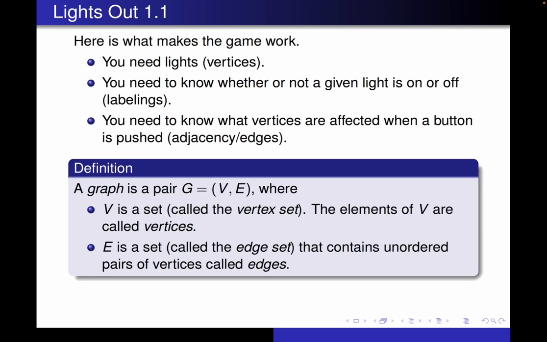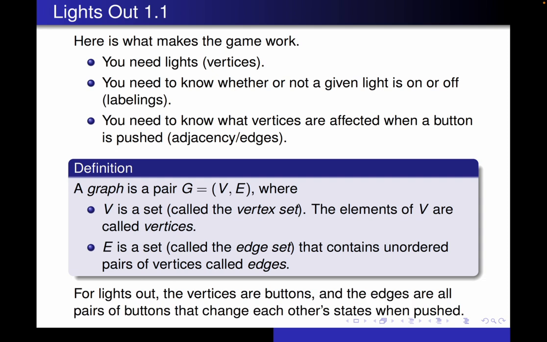Now, when we visualize, and for Lights Out, how this corresponds is the vertices are the buttons that we're pushing, and the edges are all the pairs of buttons, all the related buttons that change each other's states when pushed. So if I push a button, it's going to change itself and any vertex that it's adjacent to, that it shares an edge with.